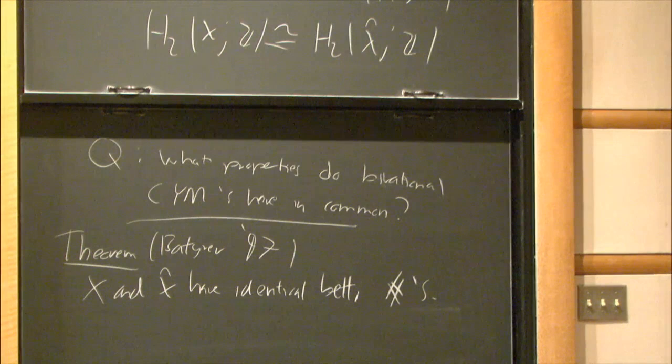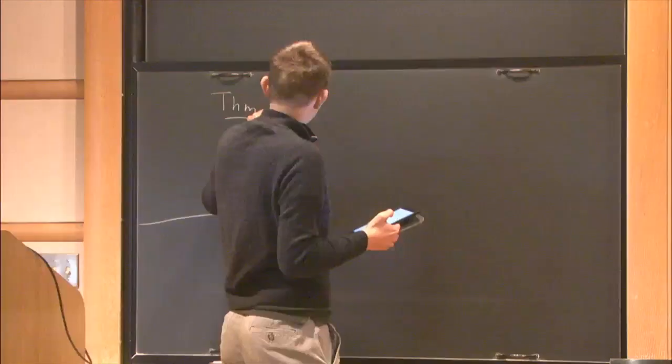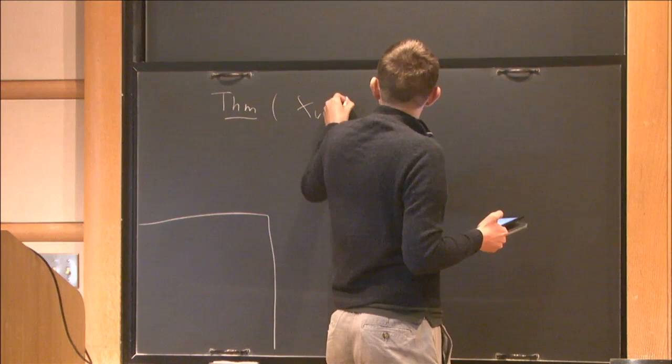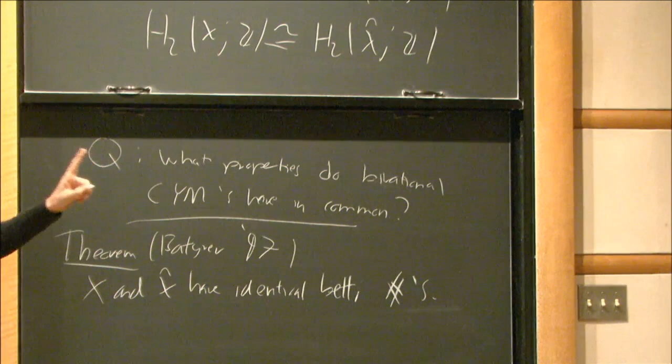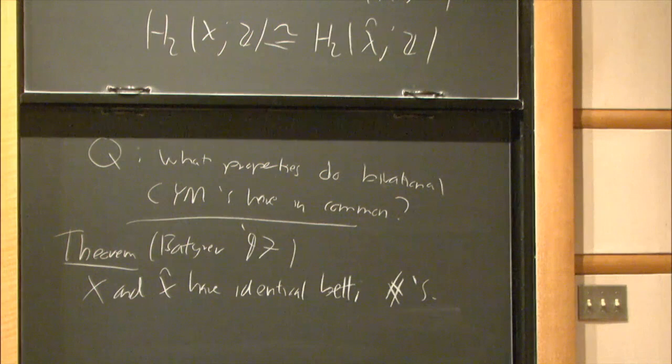There's also a theorem by Xu and Yin. I should say one more thing about this. Batyrev identifies the Betti numbers, but he doesn't give some morphism of cohomology or homology groups or anything. He just says the Betti numbers are the same. And he says nothing about torsion. He does it in characteristic zero.